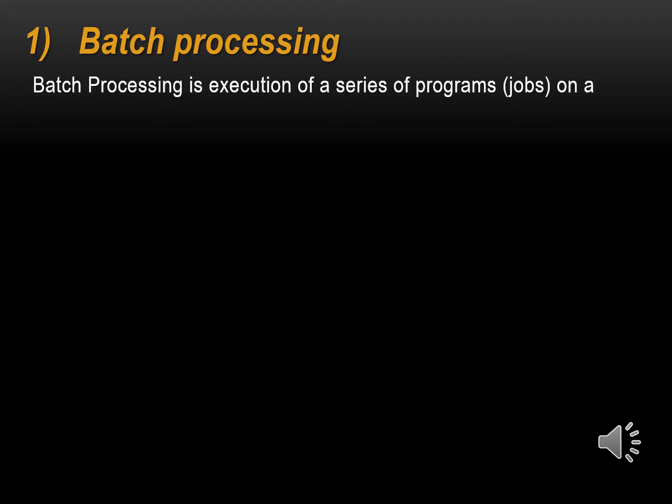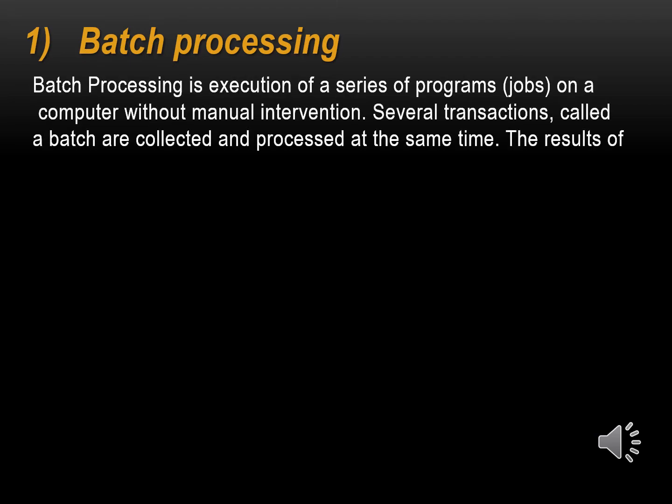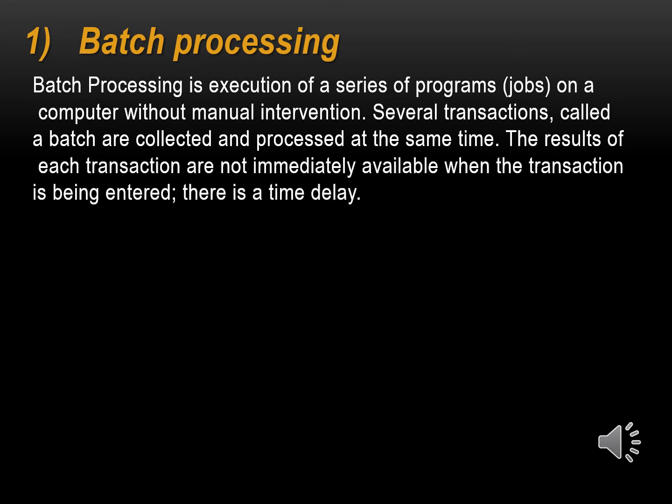Batching process. Batching process is a series of programs run on a computer without manual intervention. Several transactions, called a batch, are collected and processed at the same time. The results of each transaction are not immediately available when the transaction is being entered; this is done daily.